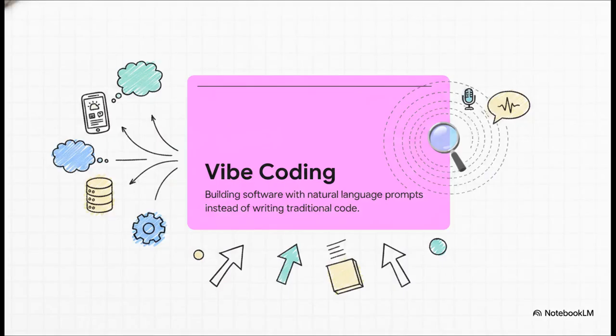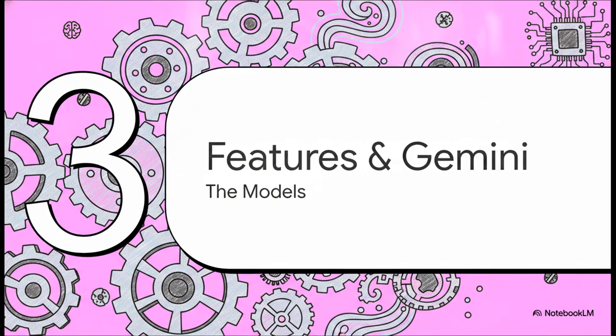And that actually brings us to a massive paradigm shift in the industry known as vibe coding. With vibe coding, you don't actually need to know Python or JavaScript to build working software anymore. Inside AI Studio, you just describe what you want in plain English. The platform generates the code, tests the models, and hooks up the APIs for you. You're basically coding with your words. It's wild. Let's check out Section 3, Features and Gemini Models.